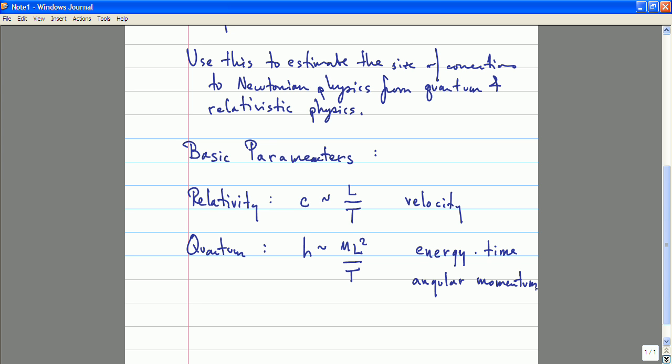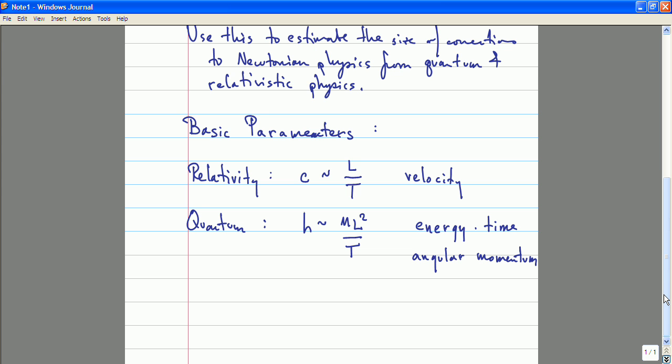What is angular momentum? Well, as you hopefully remember from your mechanics class, angular momentum is position cross momentum. So it has units of position times momentum. So it's length times momentum. And what is momentum? Momentum is mass times velocity, m times L over t. So momentum times position has units of mass length squared over t. Good. Okay.